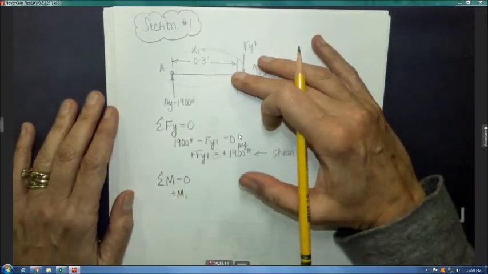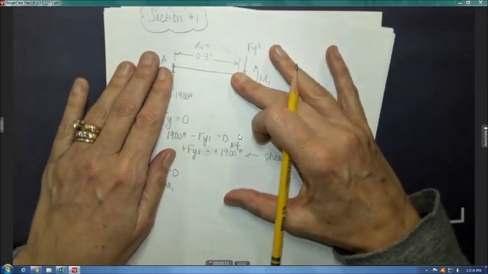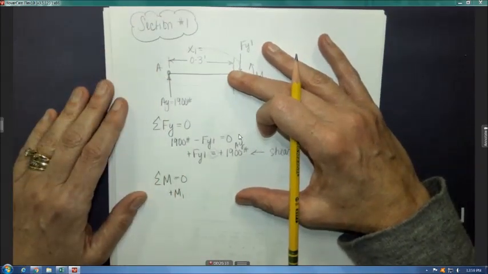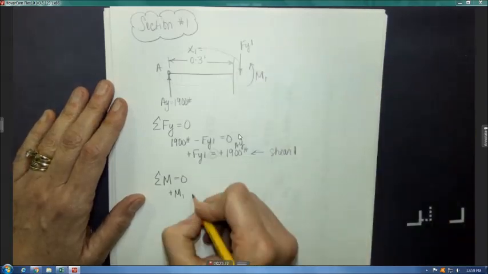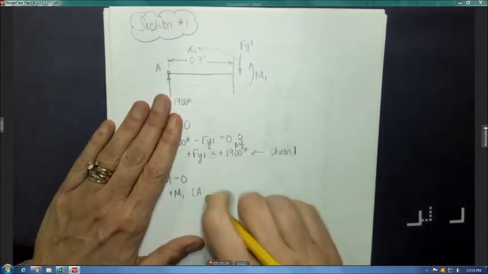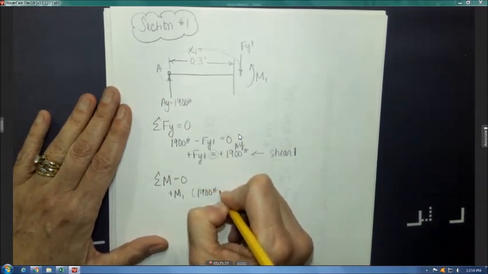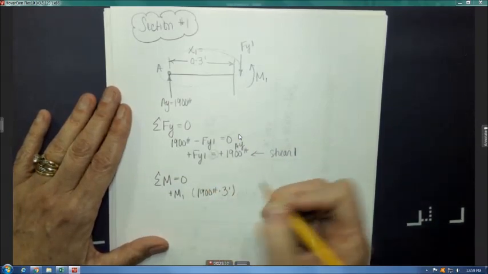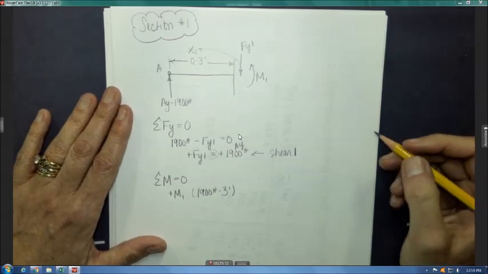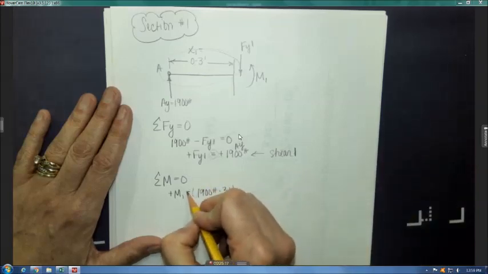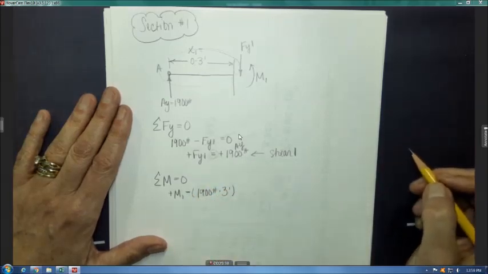Then I put my finger on my reaction, and AY, you're going to notice, is going to want to turn in a clockwise direction. I'm sorry, not AY. We're going to put the numbers in: 1900 times 3 feet. That's the maximum moment at that point. And this is going to go in a negative direction because it's going clockwise.